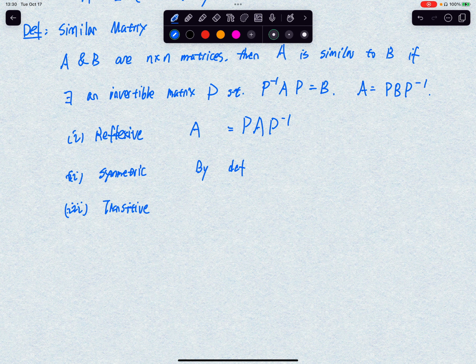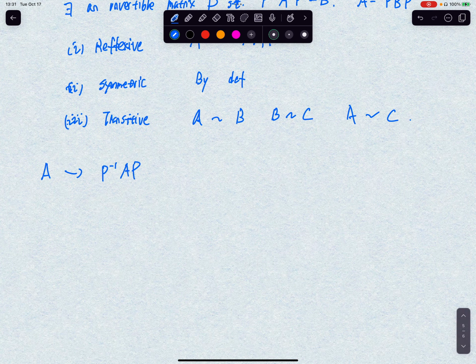And also for the transitivity, one can prove for themselves that for A equivalent to B and B equivalent to C, we can have that A is equivalent to C as well. So yes, this relation is an equivalence relation. That is why this is so important in practice. Okay, we need more terminology to state why it is so important. Before that, we note that changing A to P inverse AP is called a similarity transformation.